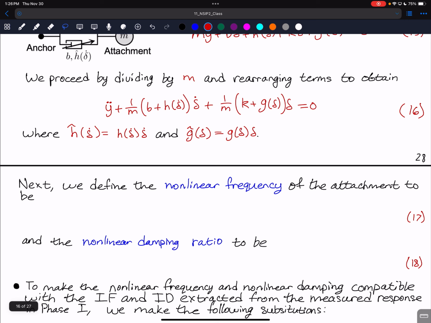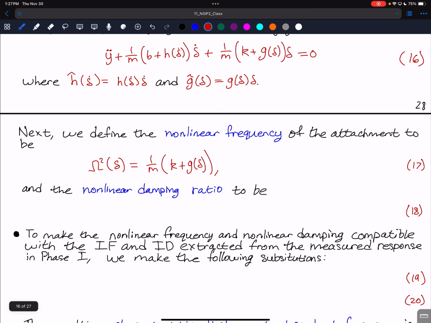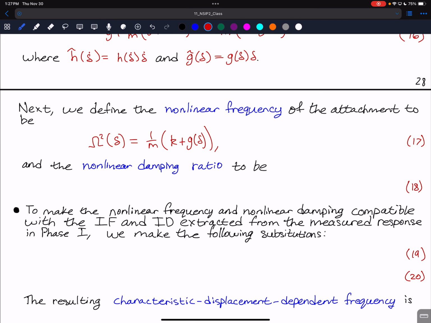Okay, based on that, we're going to define the nonlinear frequency of the attachment as follows. We'll have capital omega squared, which is now a function of delta, equal to 1 over m times k plus g of delta. And the nonlinear damping ratio, zeta of delta dot, we're going to define to be 1 over 2m times b plus h of delta dot.